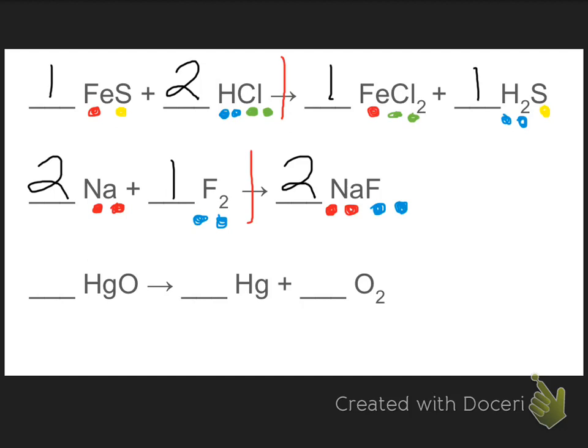Moving on to my last equation, I have Hg, which is mercury. I have 1 mercury on the left-hand side, 1 mercury on the right-hand side. So far, I am balanced. Then I have 1 oxygen on the left-hand side, 2 oxygens on the right-hand side. This is unbalanced. I need to increase my smaller one. So I'm going to put a 2. 2 times 1 gives me 2.